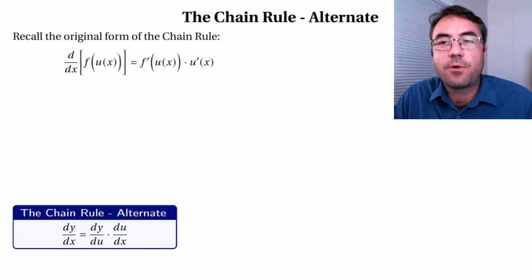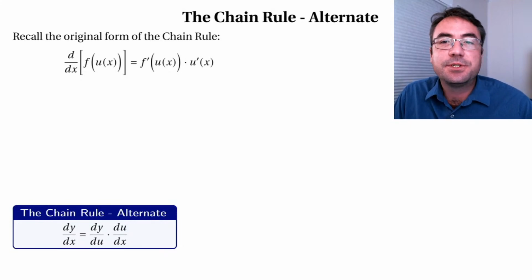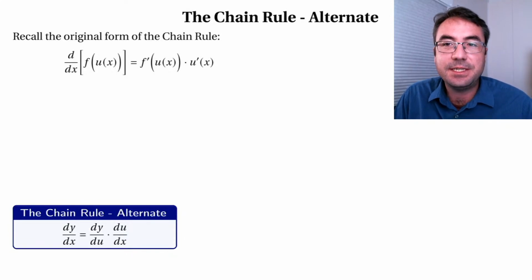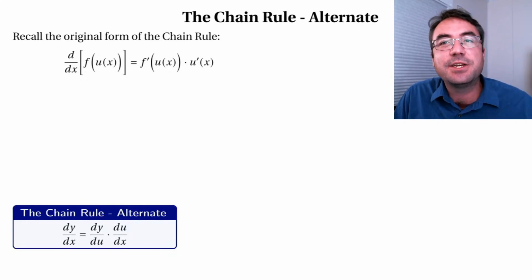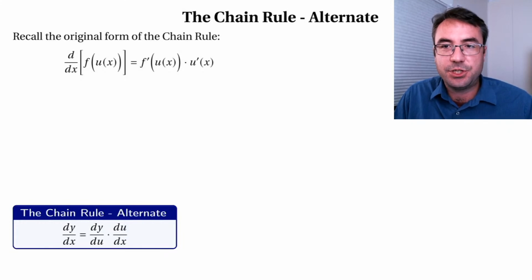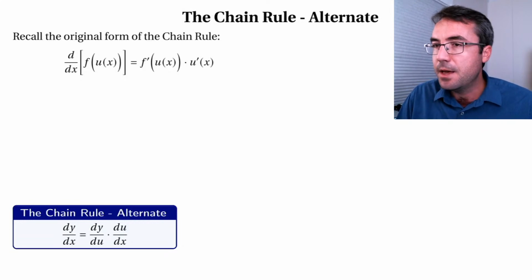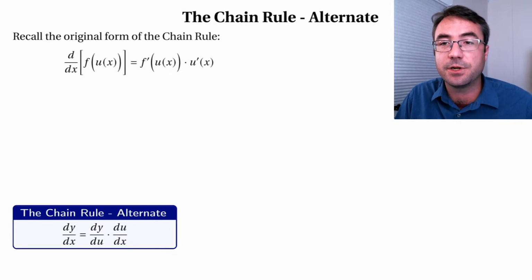So this alternative format says the derivative dy dx is equal to dy du times du dx. This is more of a shorthand Leibniz notation version of the chain rule. We'll see where we would maybe use it in the next example. But let's just see where this comes from. It really comes from just the original form of our chain rule that we've been looking at.